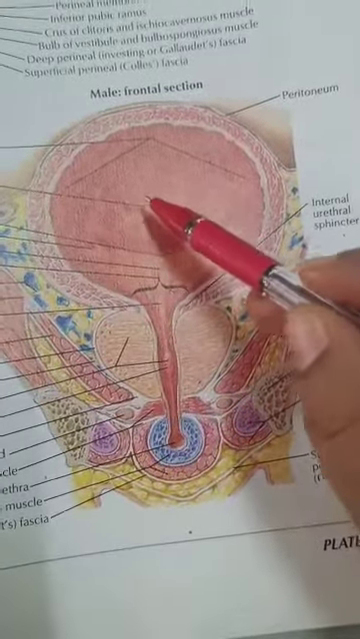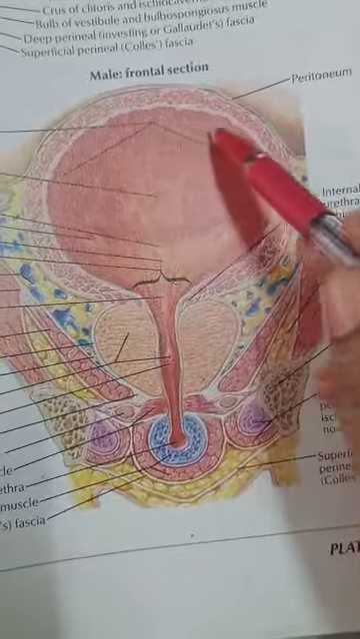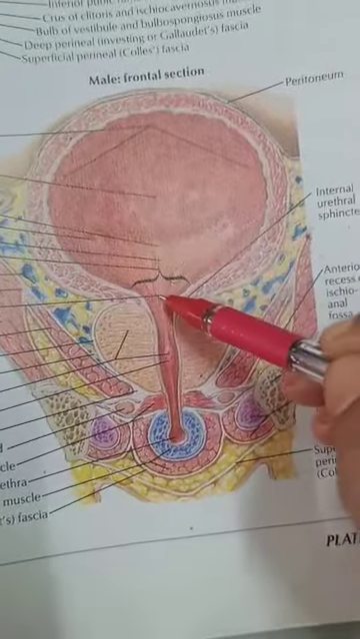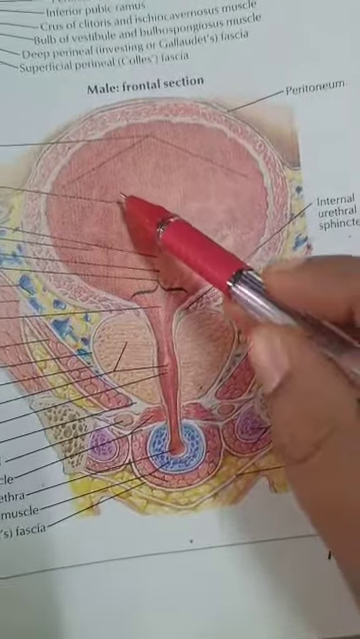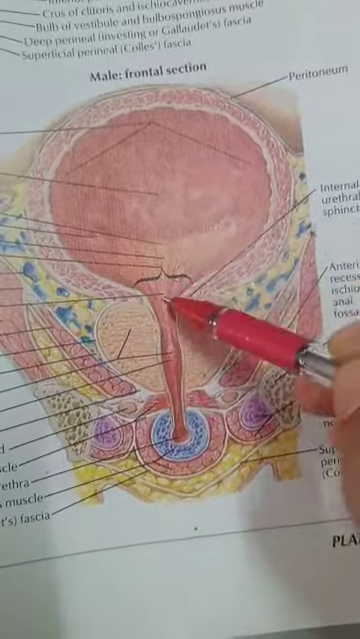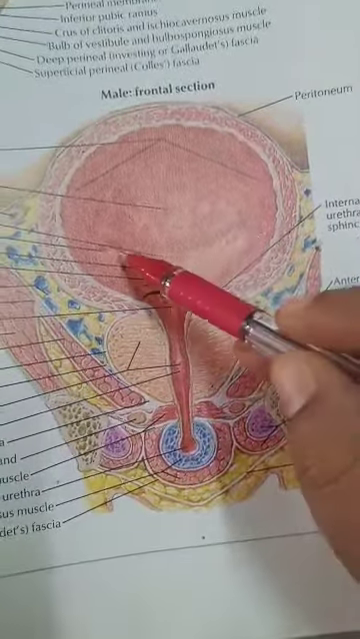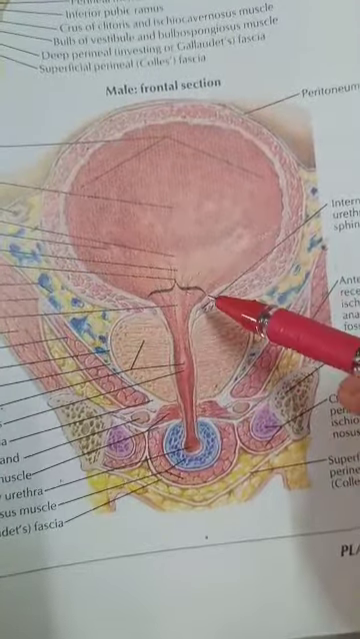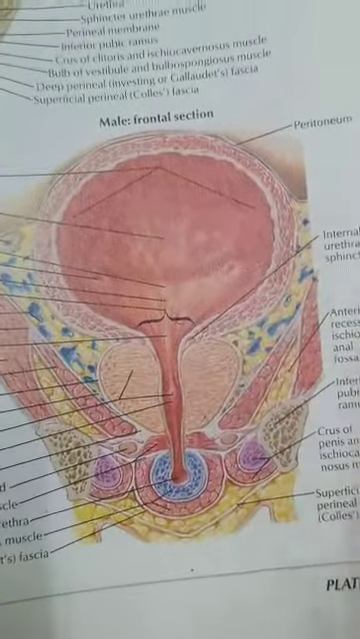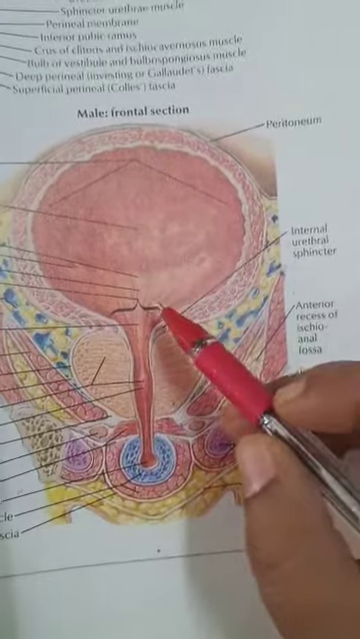Trigone. Here come the mucosal folds. This is the fundus part of the bladder. This is the neck of the bladder. So here we can see the trigone without mucosal folds. Here the mucosa is straight without any foldings. So that is known as the trigone. So that's about the internal structure of the urinary bladder.